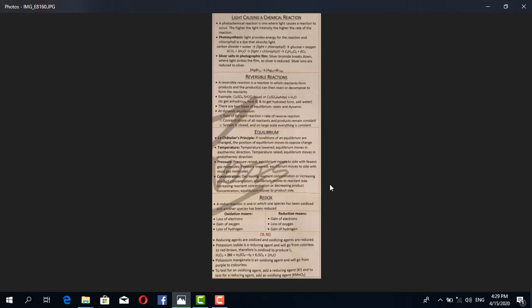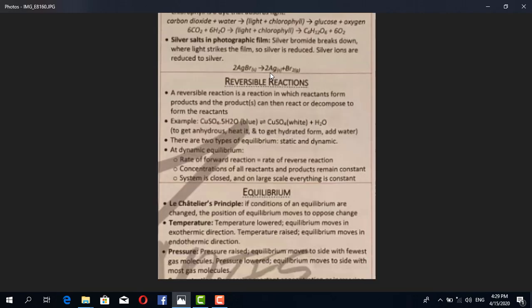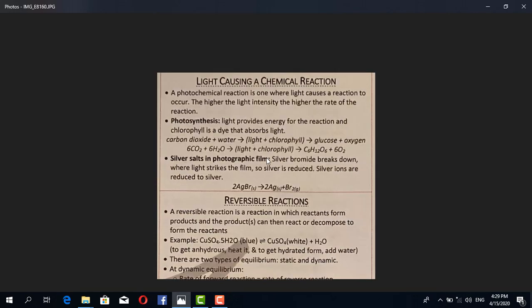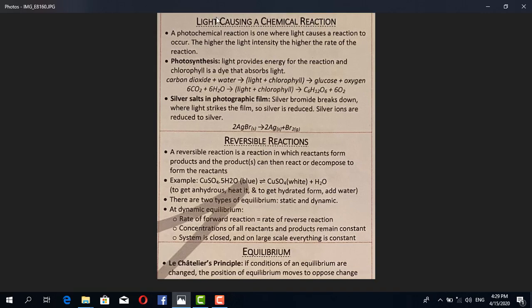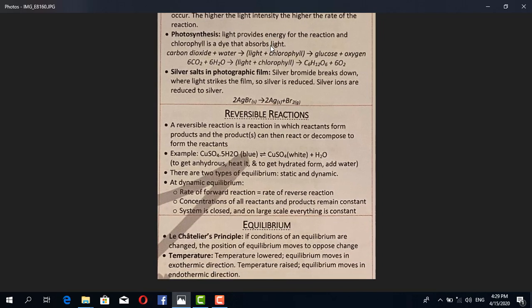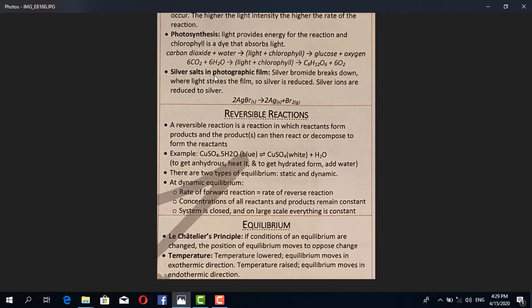Also, we have the light causing a chemical reaction. Even light controls the rate of reaction. A photochemical reaction is one where light causes a reaction to occur. The higher the light intensity, the higher the rate of reaction. And also for photosynthesis, the light provides energy as well. As for the salts in photographic films, the silver bromide breaks down where the light strikes the film. So here the silver ions are reduced to silver.